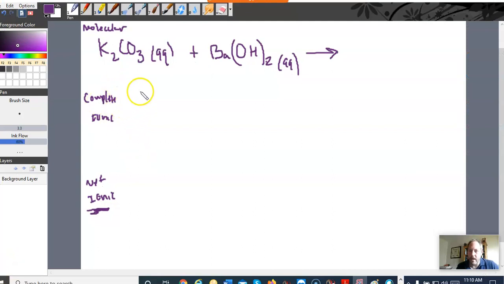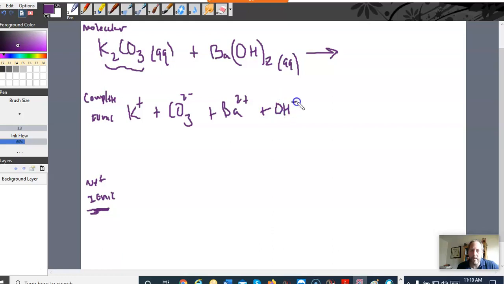Okay, so the complete ionic, we're going to take the potassium carbonate, break it up into its components. So potassium plus carbonate ion. And then the barium hydroxide. Barium is a 2+ charge. It's in the 2A row. And hydroxide is one of the polyatomic ions. So it's a hydroxide. So the potassium is going to pair up with your hydroxide, give you KOH.